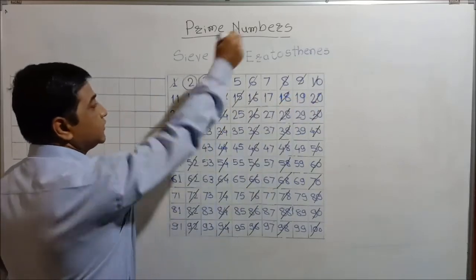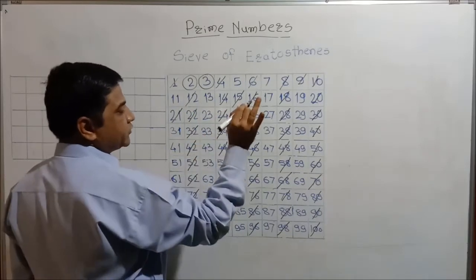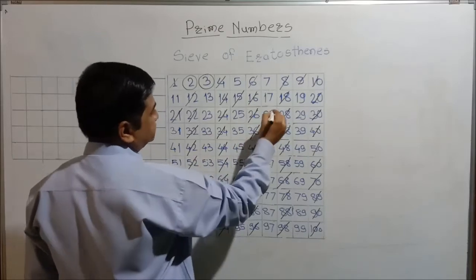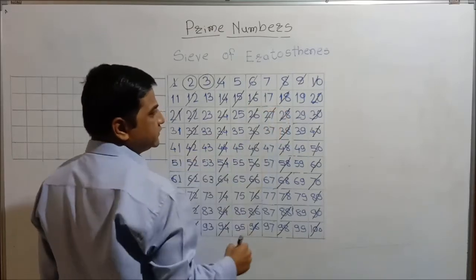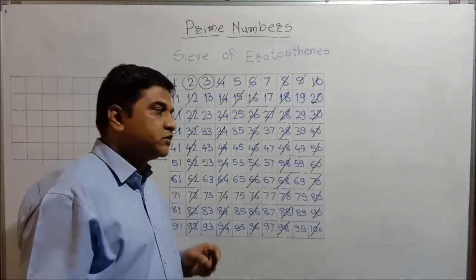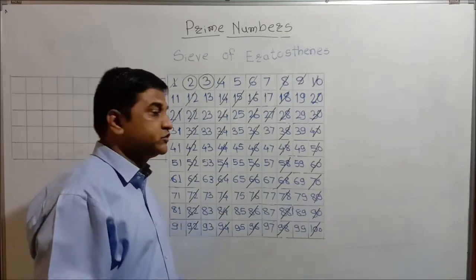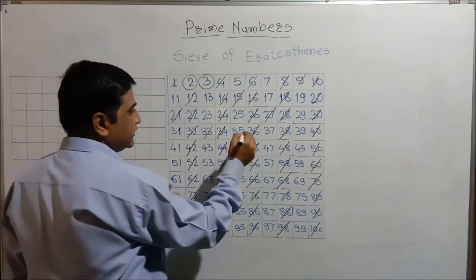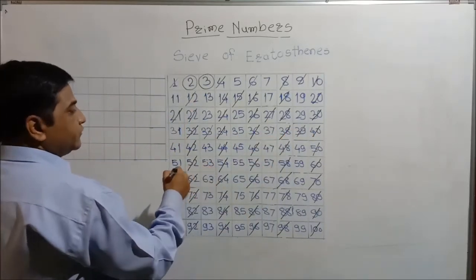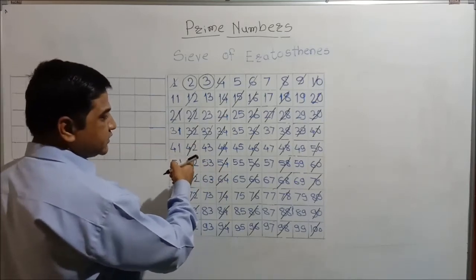Then we have 21. 3 7s are 21. Then 24, which was already crossed. Then we have 27. 9 3s, or 3 9s, are 27. And we have 30. We will not stop here because we have the multiples of 3 in the 30s also. 3 11s are 33. Then we have 36, then 39. Then we will go for 42, and 45, with 42 and 48 already crossed.